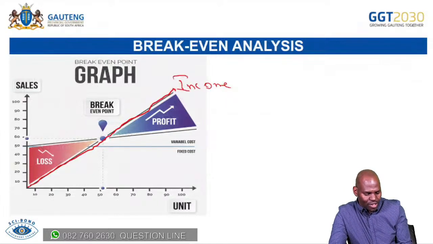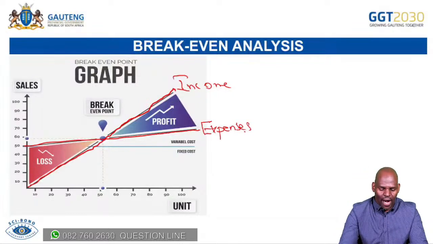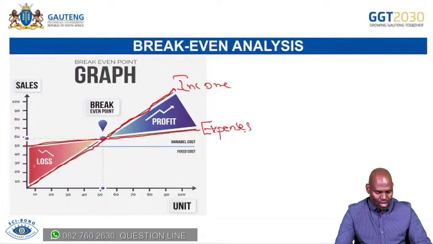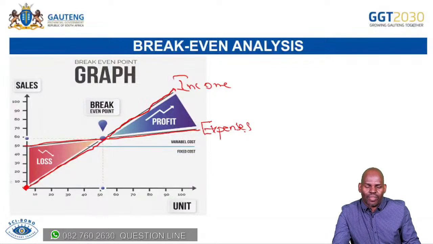Okay, and we've got this graph, which represents expenses. If you analyze, you will see that in this case, the starting point of an income, if you are selling items, if you don't sell anything, you are not going to receive any money. That is why it starts at this point.